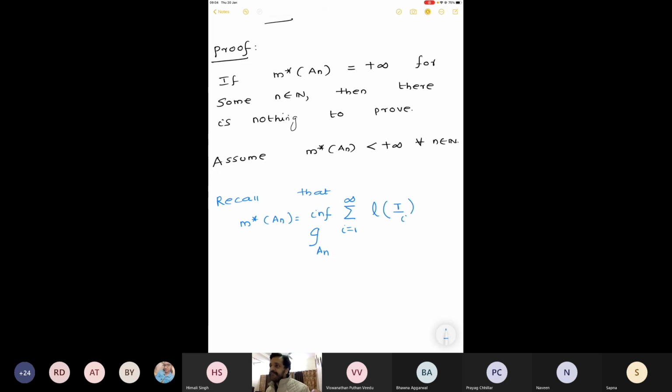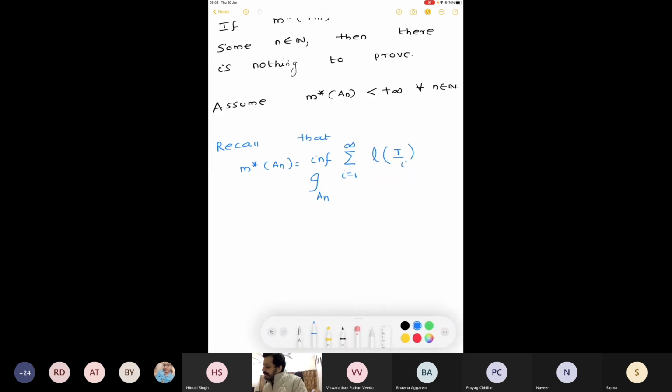M star being an infimum, nothing more than m star can be a lower bound. Yes or no? Yes, sir. So m star of A_n plus some epsilon dash, if I take, that cannot be a lower bound. Now what do you mean by something not being a lower bound? You can find an element less than it. So I'm going to use the definition of infimum. Since m star is an infimum, given epsilon greater than 0, there exists an element in this collection, script I(A_n).